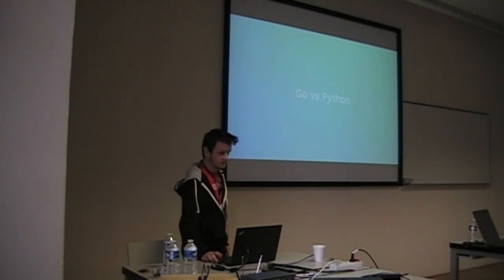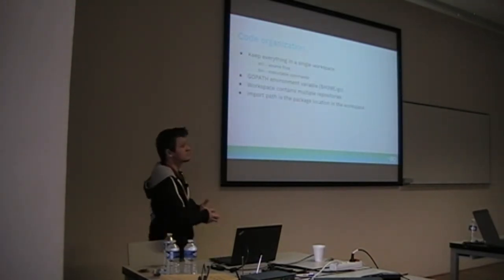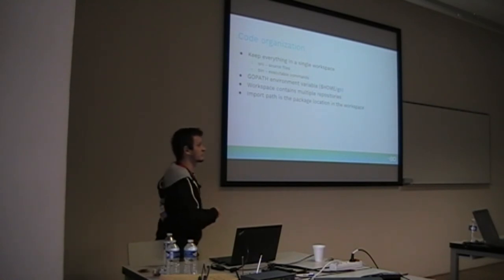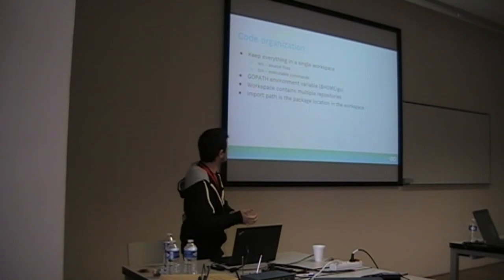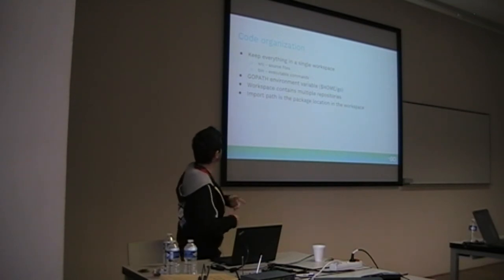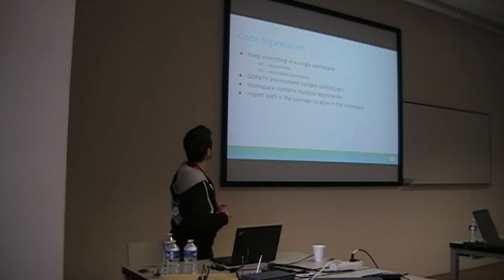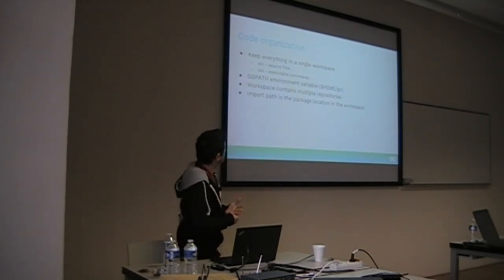Go versus Python. Code organization. This is something that people struggle with when they come from Python to Go, because code organization in Go is a little bit different. In older versions, for example 1.10 or even 1.11, you keep everything in a single workspace. That's the GOPATH environment variable that defaults to your home path slash go. You keep your source files and your binary files inside that path. A workspace contains multiple repositories, which means everything is inside that specific path.